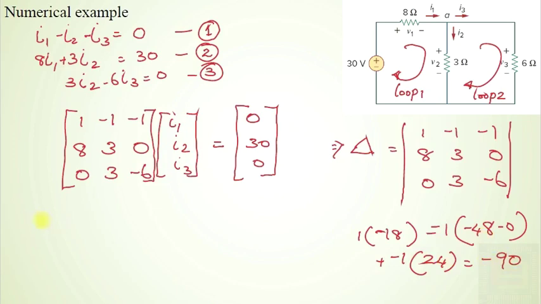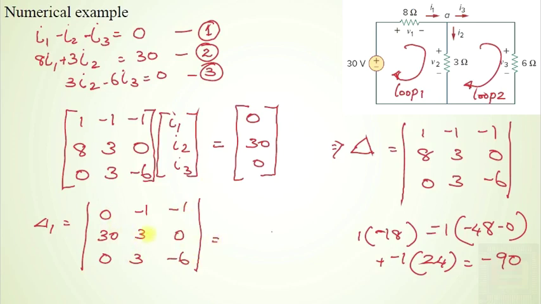Now you have to find delta 1. Delta 1 is obtained by replacing the first column with this column matrix. So delta 1 will be the determinant where this column is replaced by 0, 30, 0, and the other columns will be the same: minus 1, 3, 3, minus 1, 0, minus 6. We have to find this determinant.